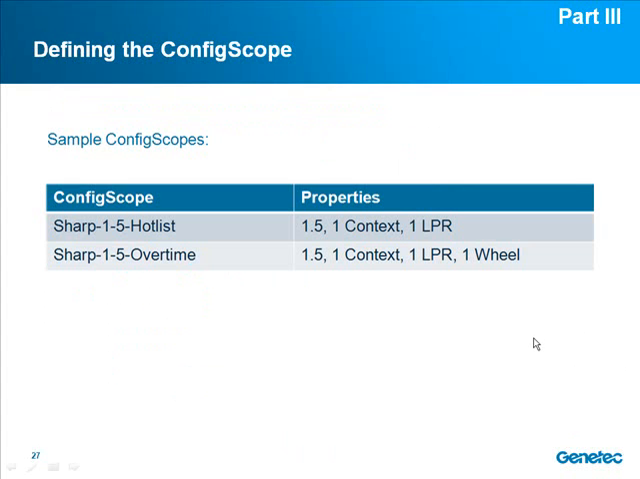So taking a look at a couple of examples, we can see from these that they're for the Sharp 1.5, which can also be used for the Sharp 1.0 cameras as well. If you'll be checking plates against a set of hot lists, you'll want to use the first configuration here. If the purpose of the Sharp is to check parked cars to see if they've been there for longer than they are allowed, you'll want to use the overtime config scope.